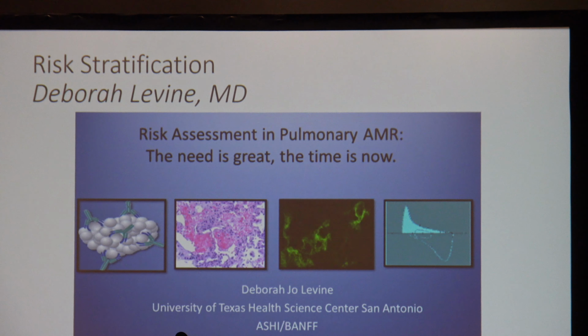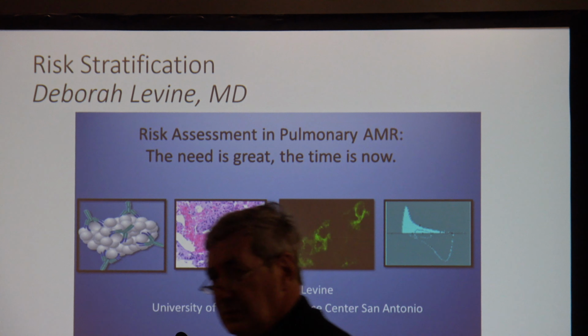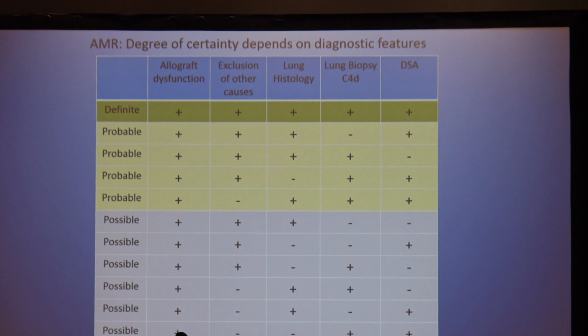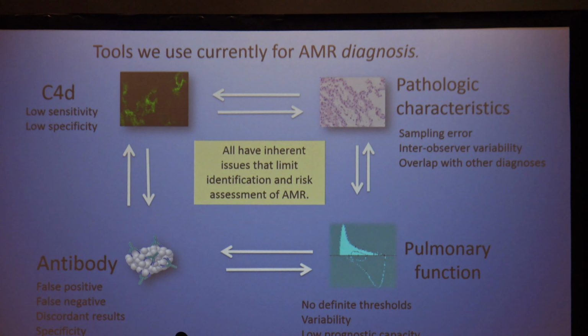So lastly, we heard from two clinical colleagues, Debbie Levine out of Texas, looking at this 5-tiered approach to AMR in the lung, which was put forth in 2016, and it's what we're clinging to right now. It definitely has limitations. So the C4D we know is not great in the lung. There are issues with antibody detection.